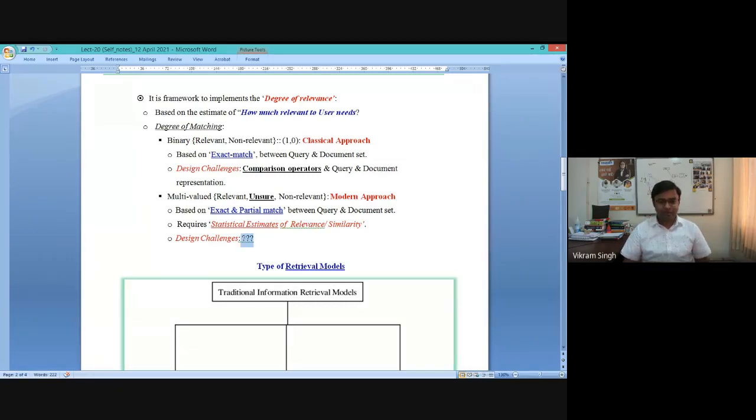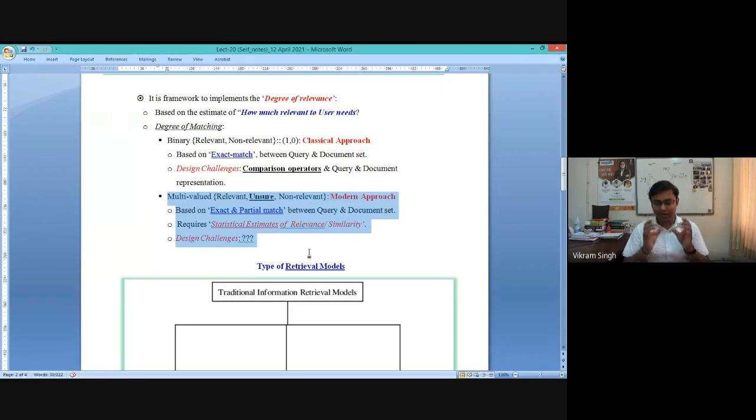Like in the case of multi-valued or modern retrieval models, they have two similarity measures to identify relevant and unsure. In most of the modern adaptive versions of classical approach retrievals, they have two ways, two retrievals, two similarity measures to perform that, right?